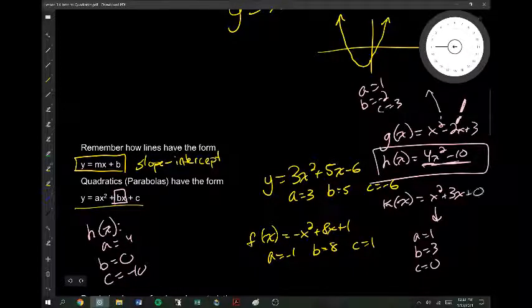The c term is always the term that doesn't have an x on it. It's also going to be your y-intercept, which we'll learn in a second. Okay, so being able to identify a, b, and c makes talking about parabolas and understanding these quadratics much simpler.